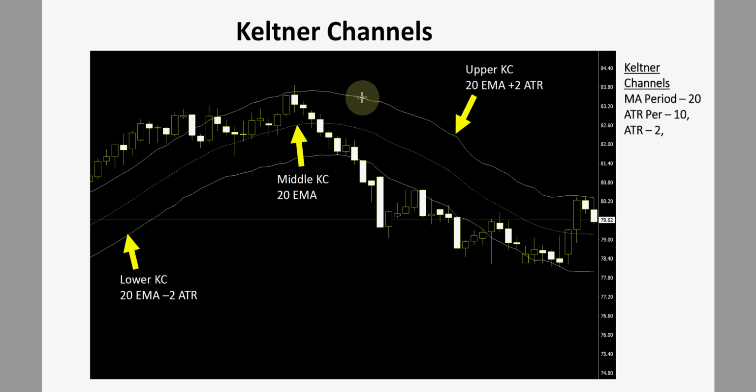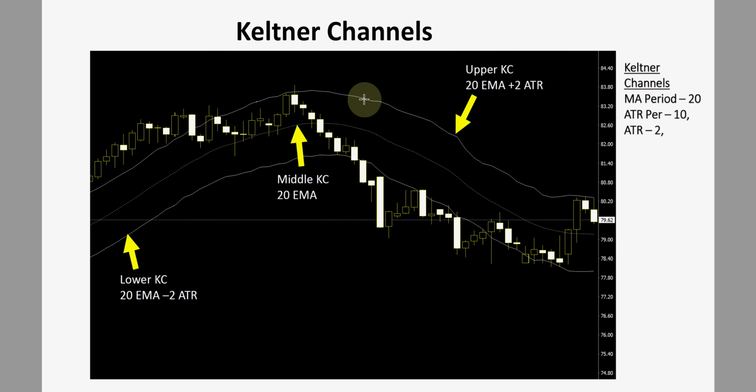So you have the middle line as in Bollinger, which is a 20 period exponential moving average. Remember that Bollinger is made using simple moving average. Keltner Channel is constructed using exponential moving average.